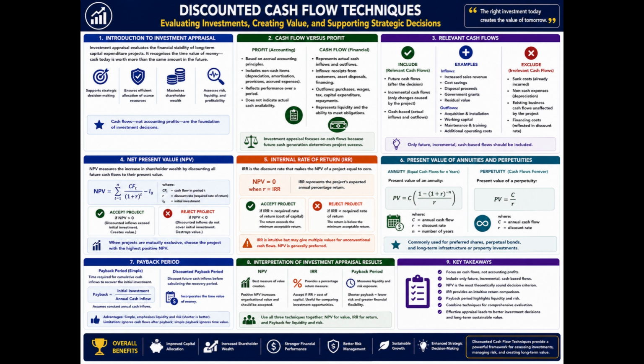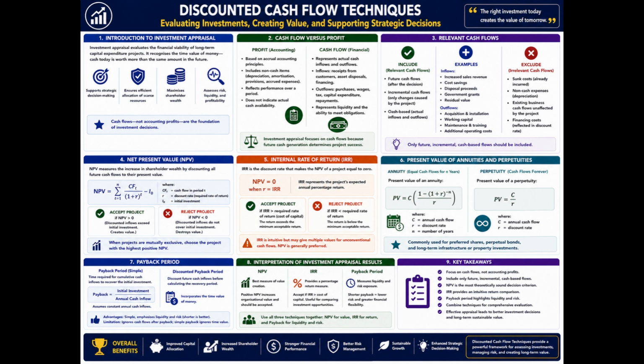Relevant outflows include acquisition costs, installation expenses, working capital requirements, maintenance costs, training expenditure, and additional operating costs. By contrast, sunk costs, representing expenditures already incurred, are irrelevant because they cannot be recovered regardless of future decisions. Similarly, non-cash expenses, such as depreciation, are excluded, while financing costs are generally reflected through the discount rate rather than individual cash flow estimates.